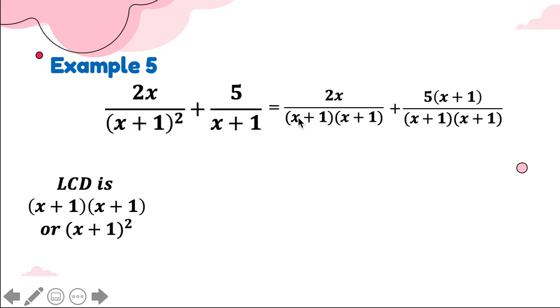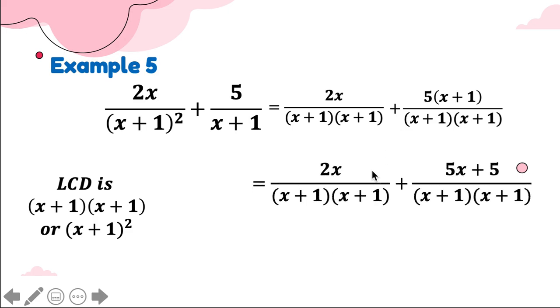As you can see, this x plus 1 times the quantity of x plus 1 will be the same as this expression. So as we divide two same expressions, the answer will just be 1. So multiplied by 2x, it will just be the same as 2x. Plus, this LCD divided by x plus 1, the answer will be x plus 1. We need to multiply it by the numerator, which is 5.